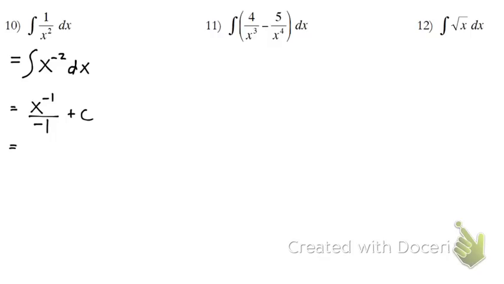Now again, for your response, feel free to leave it like that, but on a multiple choice, they would not. So the x to the -1 would go back to the bottom of the fraction, and then the negative could stay down there with it. So it would be 1 over negative x to the +1 plus c.